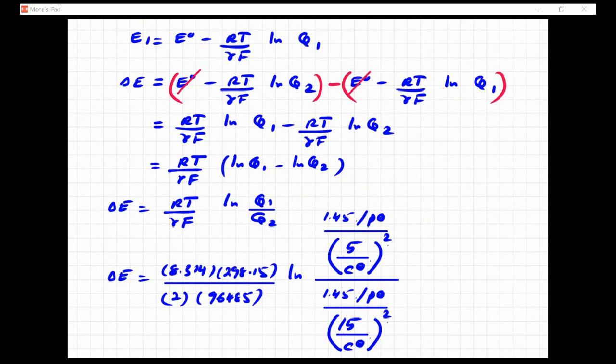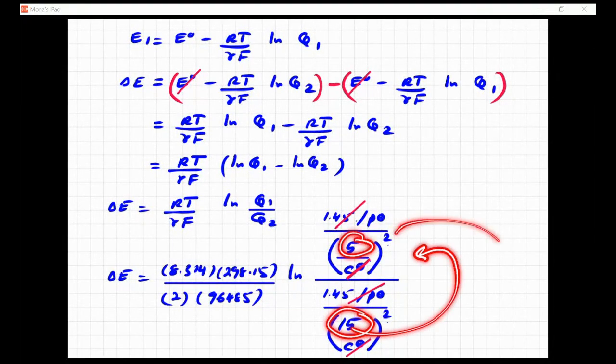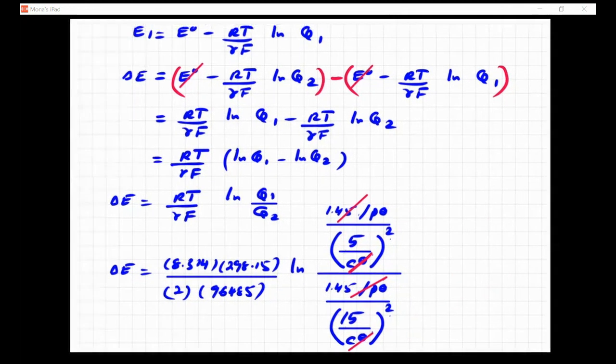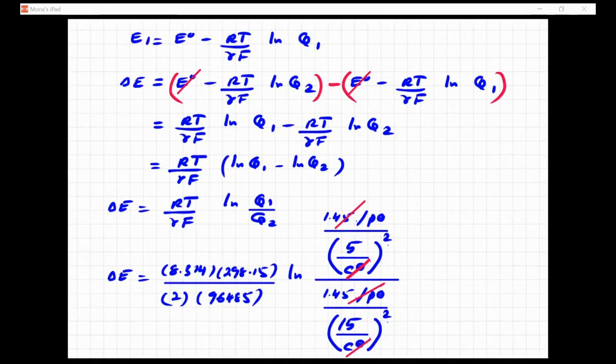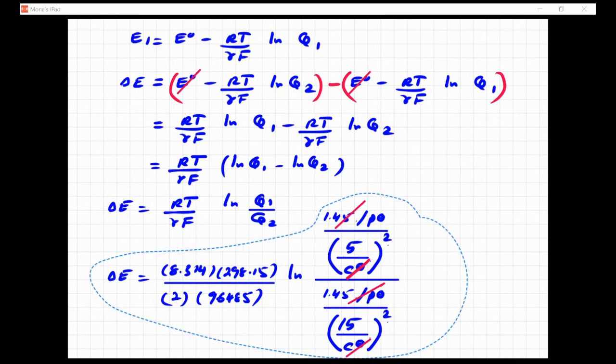What will happen? You could see that I can cancel this here, all this here will be cancelled. The standard concentration will also cancel. As a result, this goes up, and this goes down, right? So this means now your delta E is going to be, this is our delta E now.